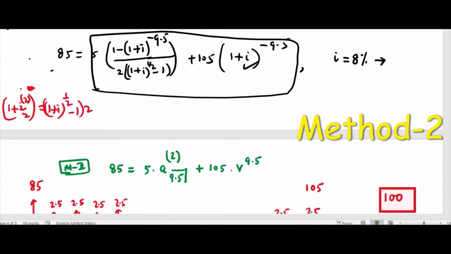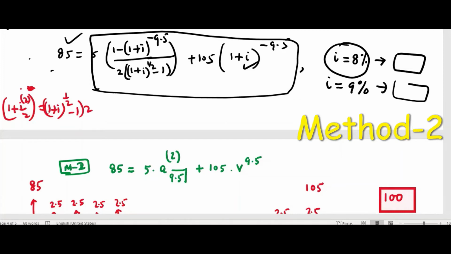minus 1. If you replace by this, then this method is better, because directly you get i, but a lot of calculation will be there. However, you get directly i, there will be no problem. For i 8% you find the value, it should be around 85. Then try with 9%. Then what will happen? Both the values will be less than or greater than. Then you have to try with other, okay? You have to go that side.